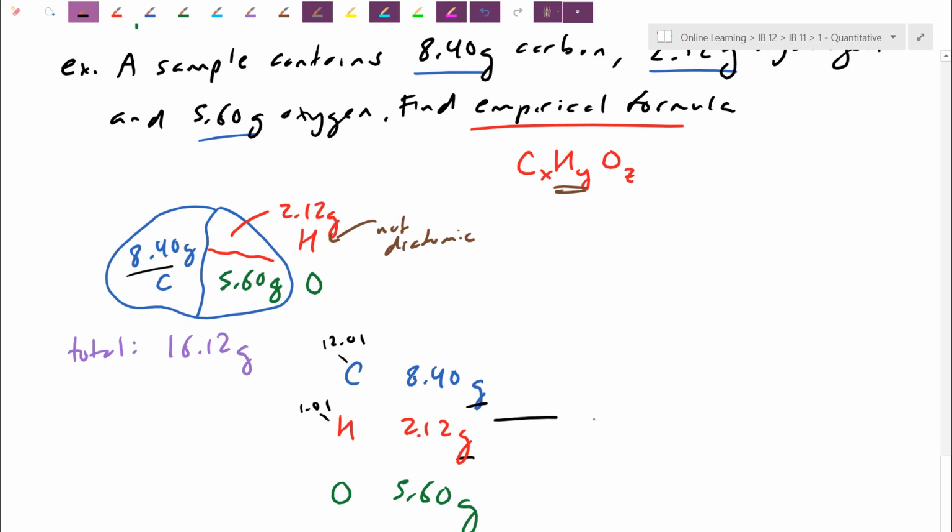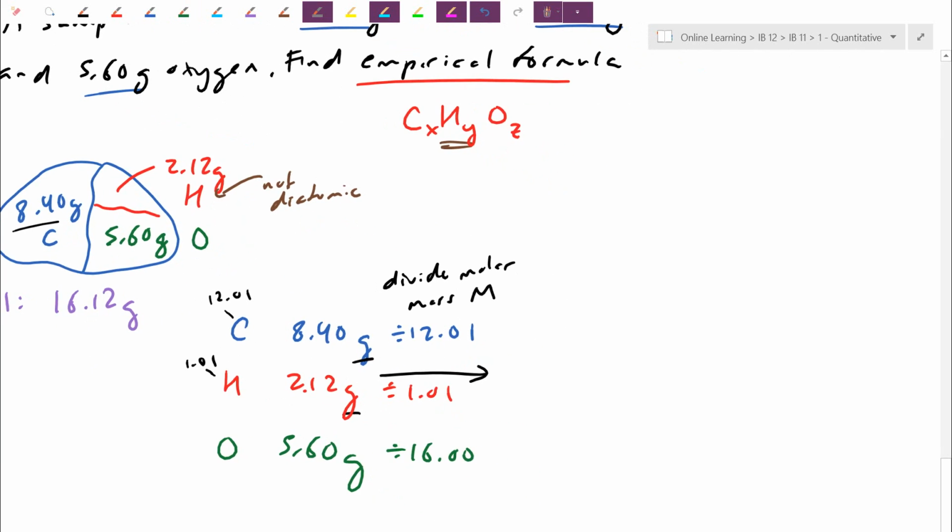So here are your steps. What we're going to do is divide out the molar mass. Let's put them all on a level playing field. Let's make them all counting numbers so at least we can make a fair comparison. The first one is divided by 12.01. Hydrogen is divided by 1.01, just one hydrogen. And oxygen is divided by 16.